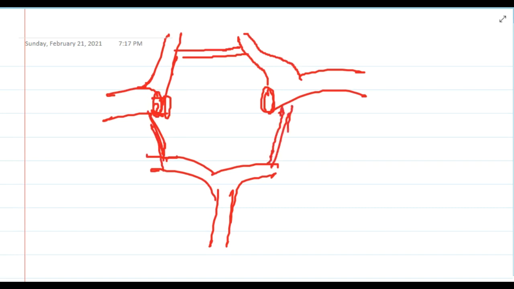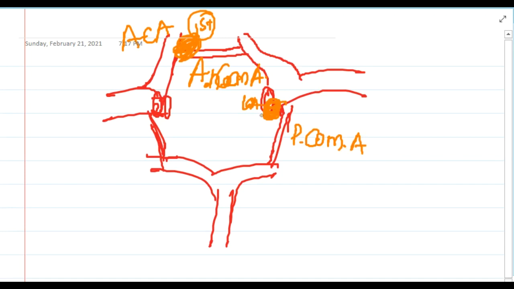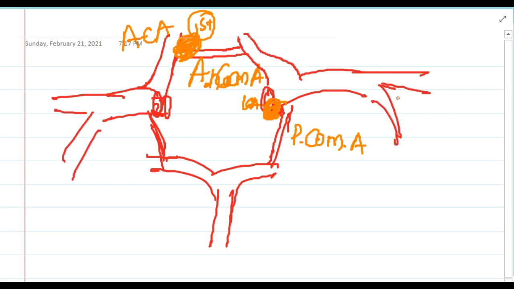The most common site of berry aneurysm is between the anterior communicating artery and the anterior cerebral artery. This is the first most common site. The second most common site is between the posterior communicating artery and the internal carotid artery. The next most common site is the bifurcation of the middle cerebral artery into two, where you will see one more berry aneurysm.